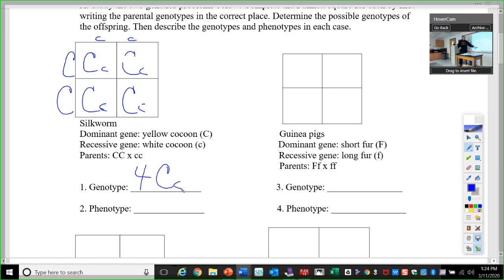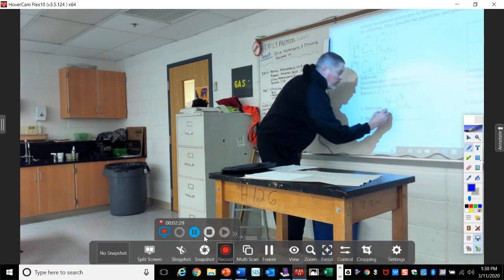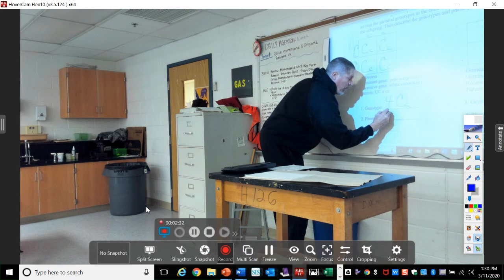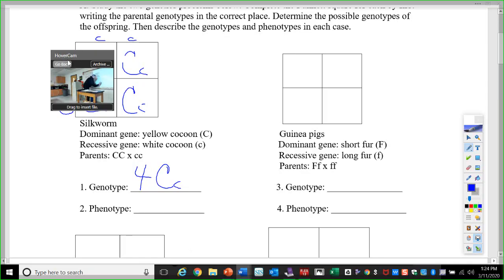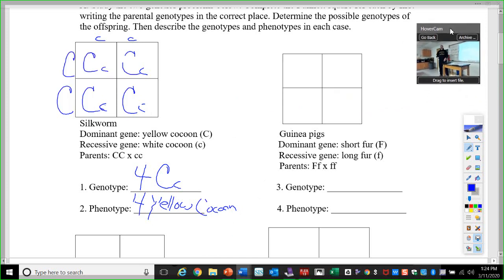Okay? Phenotype. When you get the phenotype, it's what it looks like. Okay? What characteristics are we talking about? Do I need to look up here, or can I use my genotypes? I can use my genotypes. Good. Okay? So all 4 of these are going to look like what? Yellow cocoon. Good. So we are going to write it as 4 yellow cocoon. Okay, so we did that one together right before the end of last class.